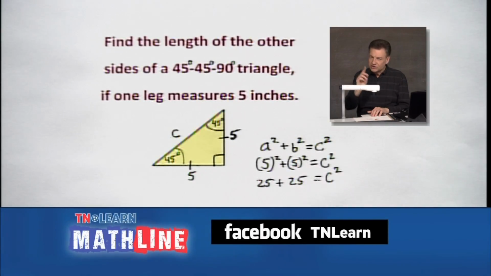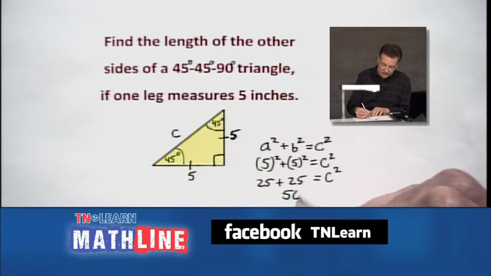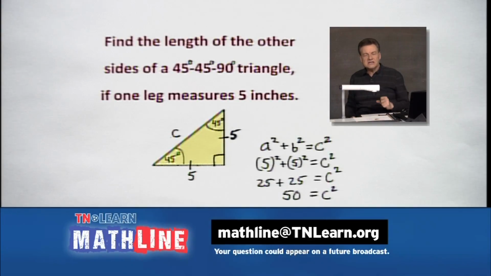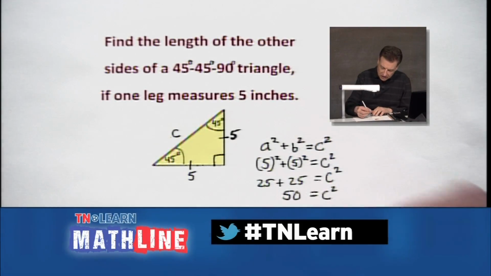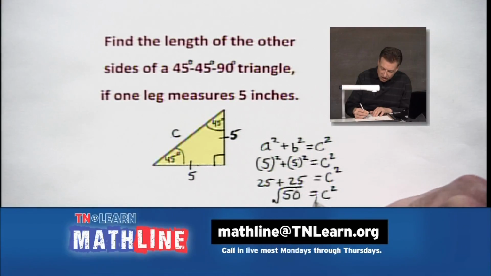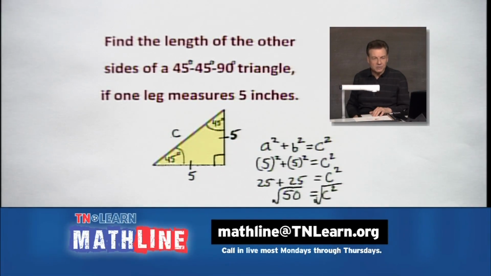5 times 5 again, another 25. Add them together, I see 50. You see 50? We all see 50, right? Okay, there it is. c squared equaling 50. It is time to square root both sides. This sounds like the same story we did, wasn't it? Well, it is. And notice, we're starting to see a pattern. A pattern might be important to notice here in a little bit.